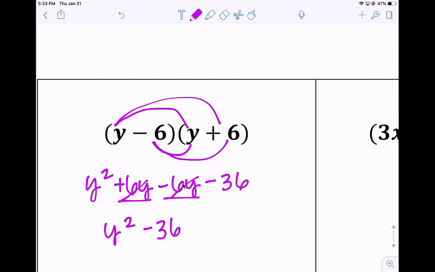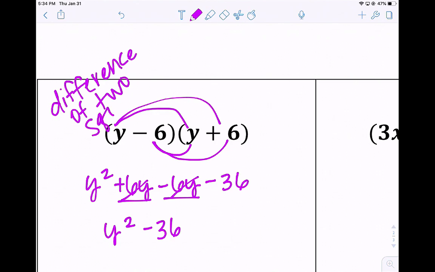So this is actually called a difference of two squares. I'm going to write that out here. So difference of two squares. Sometimes they just leave 2 out and it's just difference of squares.